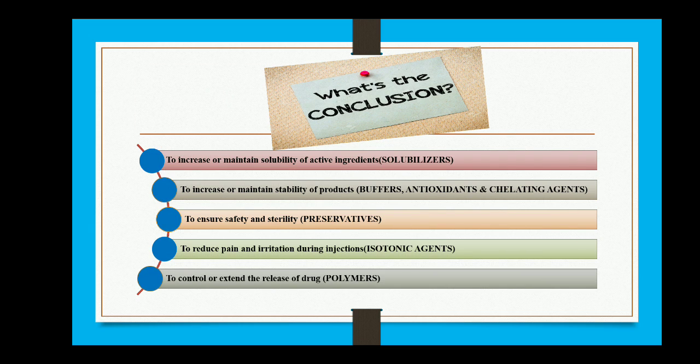So the conclusion is, the main aim of using additives or excipients in the parenteral preparation is to increase or maintain the solubility of the active ingredient by adding a suitable solubilizer, to increase or maintain the stability of the product by adding suitable buffers, antioxidants and chelating agents, to ensure safety and sterility by adding a suitable preservative, to reduce pain and irritation during injection by adding a suitable isotonic agent, and to control or extend the release of a drug by adding suitable polymers.